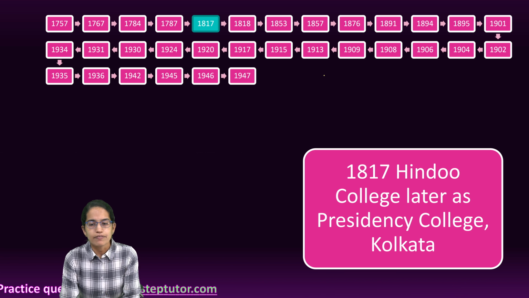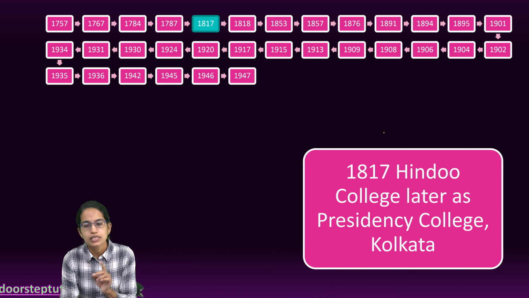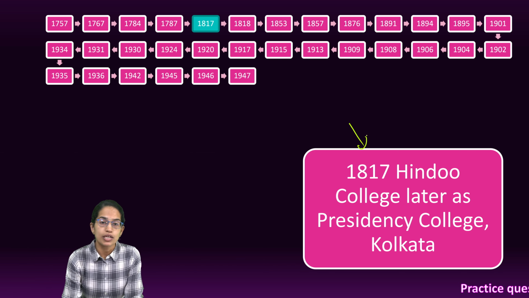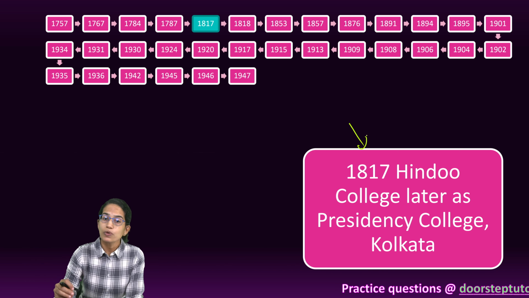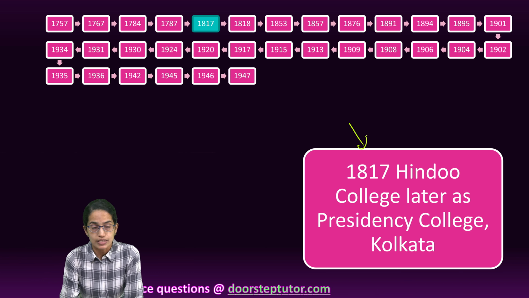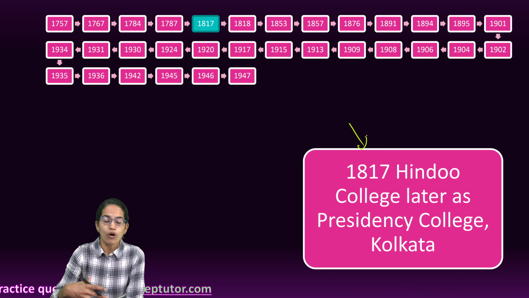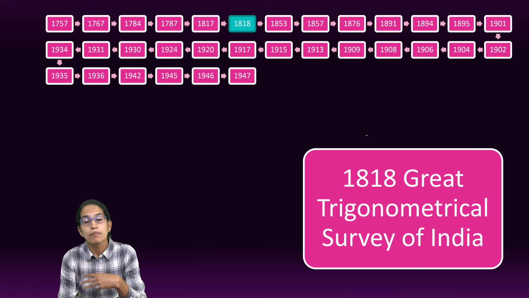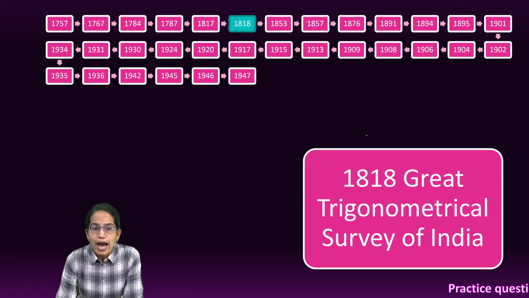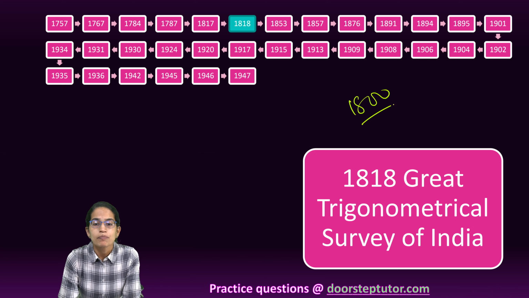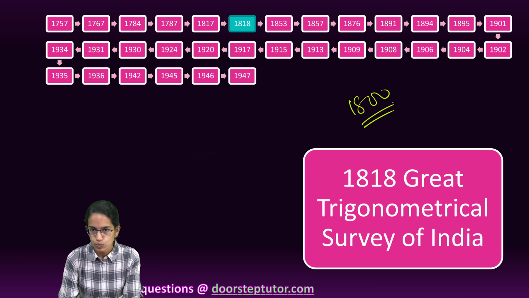Now, in 1817, Hindu College was established. However, this Hindu College was later renamed as Presidency College, Kolkata. Now, this Presidency College, Kolkata became the hub, not only for the faculties but also for the students to showcase their talents. And this was one of the ripening grounds for most of the freedom struggle movements that started, mainly based on scientific grounds. As we already discussed in the Survey of India, in 1800, the Trigonometrical Survey of India was done.